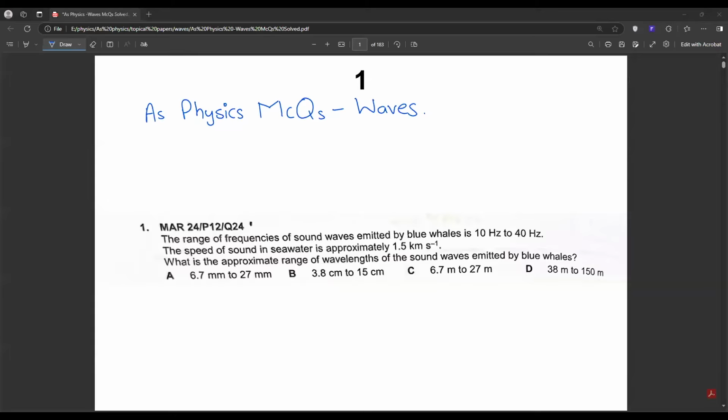Okay, students, let's start with the past papers for AS Physics Waves. In this chapter, we will be specifically seeing MCQs related to waves, and let's start with it.